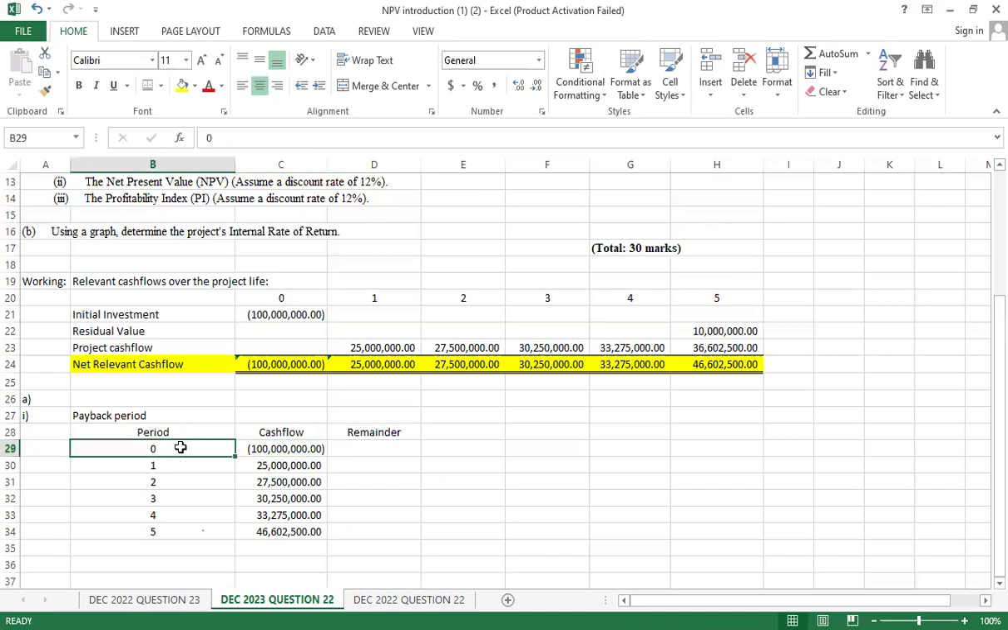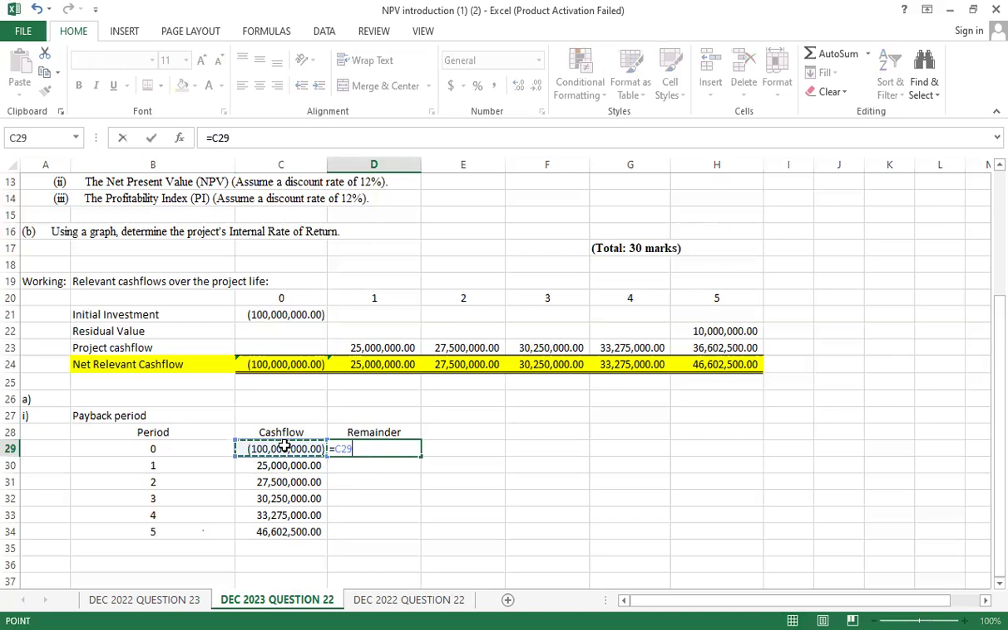Under the remainder, what I want to compute is how much of this initial investment remains after you have recovered the cash flow for a given year. The first recovery happens in year 1, you recover 25 million. In year 2, you recover 27 million. So in period 0, the whole initial investment remains. There is no recovery. When you come to period 1, out of 100 million, we recover 25 million. What is the remainder?